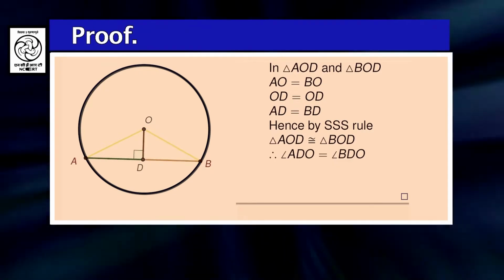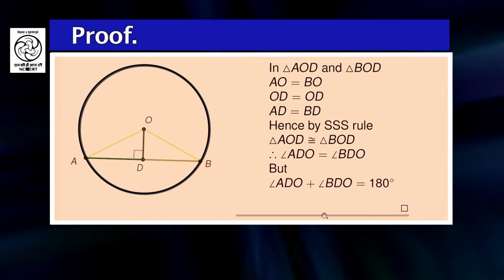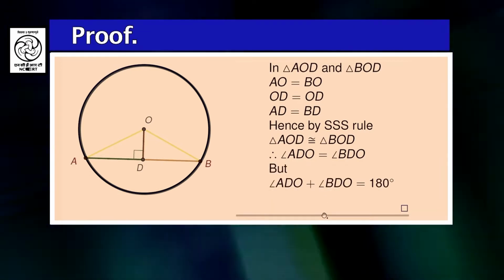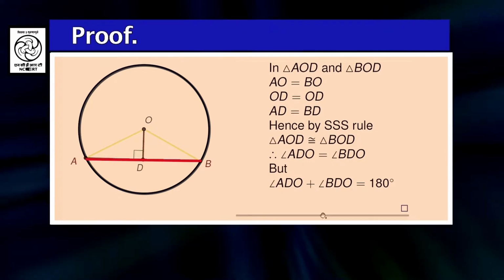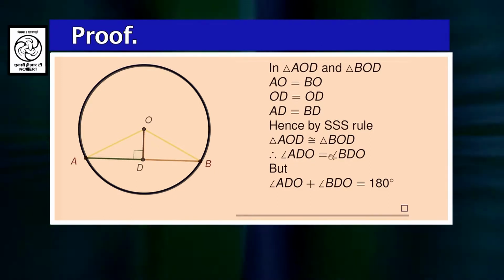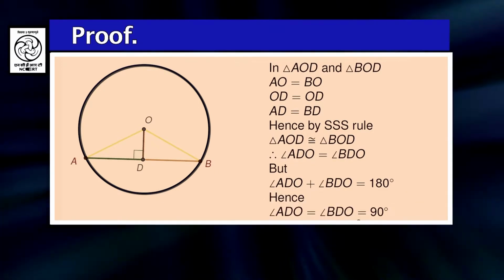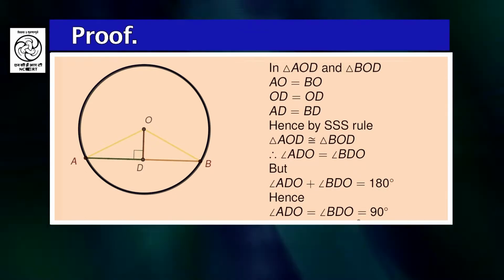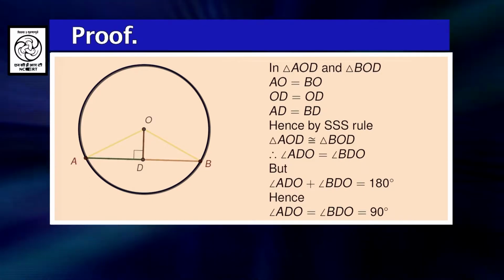Therefore, angle ADO is equal to angle BDO, but angle ADO plus angle BDO is 180 degrees because AB is a straight line. Combining these two facts, that angle ADO is equal to angle BDO and their sum is 180 degrees, we get both are equal to 90 degrees. Hence, we have proved that OD is perpendicular to AB.